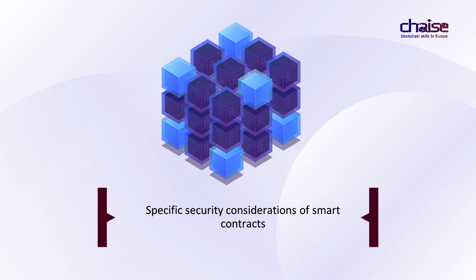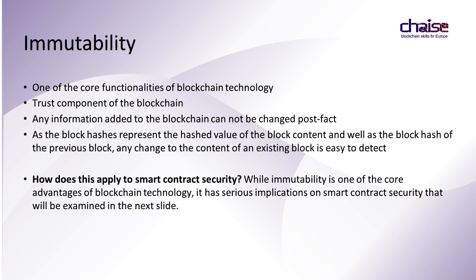Specific security considerations of smart contracts. Immutability is one of the core functionalities of blockchain technology. It provides one of the most important security aspects of the technology while also impacting smart contract security in a significant way. Any information added to the blockchain cannot be changed post-fact, meaning that any smart contracts can't be updated as well.